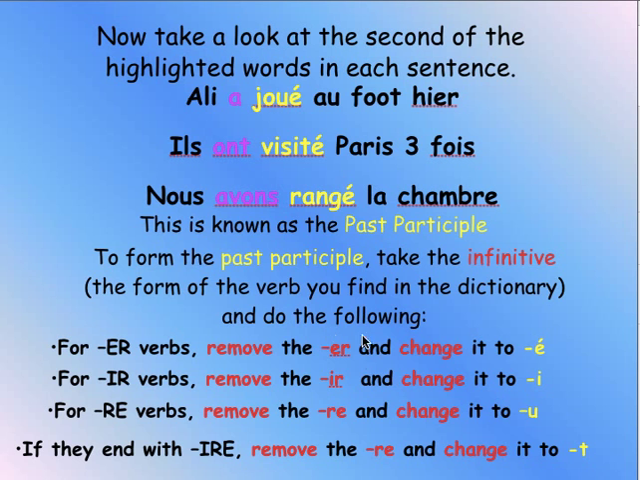ER verbs, remove the ER and change it to é with an accent. IR, you just cross off the R and you have I on the end. RE, you remove the RE and change it to U. If they end with IRE, remove the RE and change it to T. For example, faire, F-A-I-T.